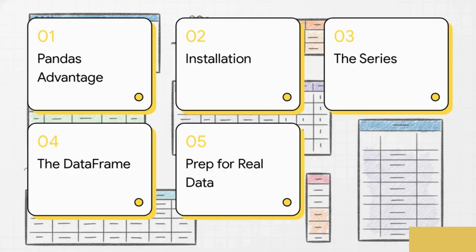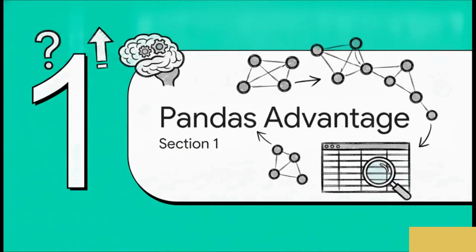So, here's our step-by-step blueprint for today. 1. The Pandas advantage. 2. Step 1. Installation. 3. Step 2. The series. 4. Step 3. The data frame. And 5. Preparing for real data. Let's jump right into section 1.